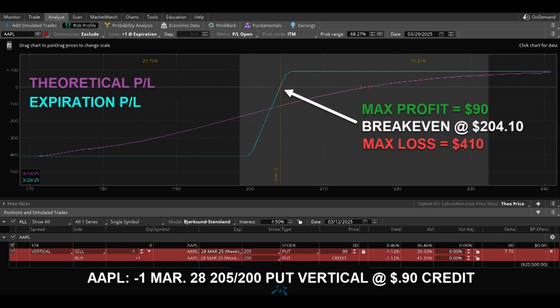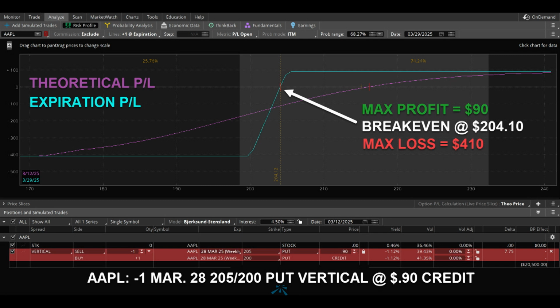Now, the current credit we have for this spread, we put it at 90 cents. It's trading right at 90 cents. So now, the risk is different on a short put vertical, right? The risk on this trade is the width of the strikes, $5, minus whatever credit you take in. So if it's $5 and 90 cents, the risk on this trade is $410.